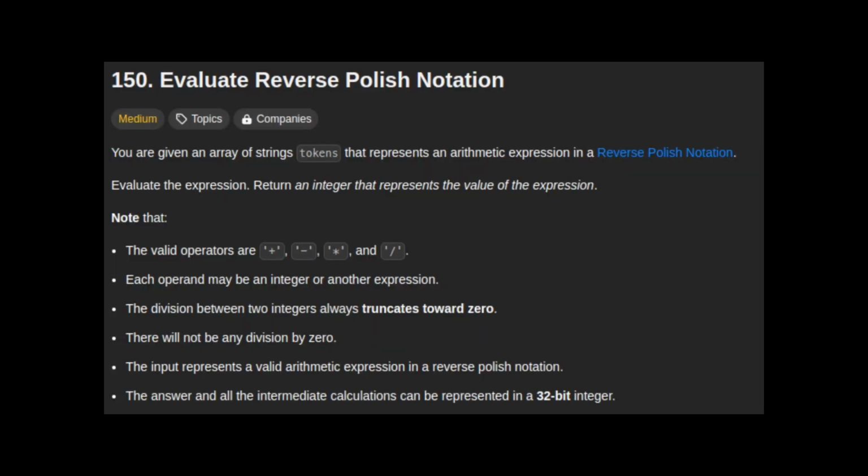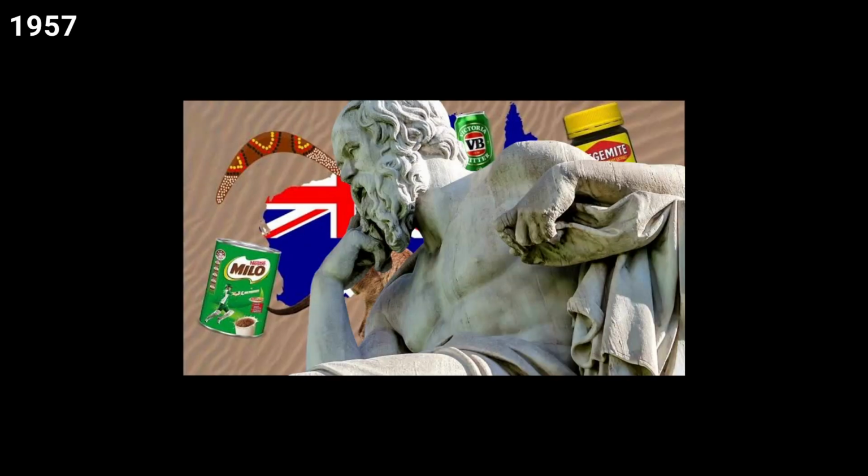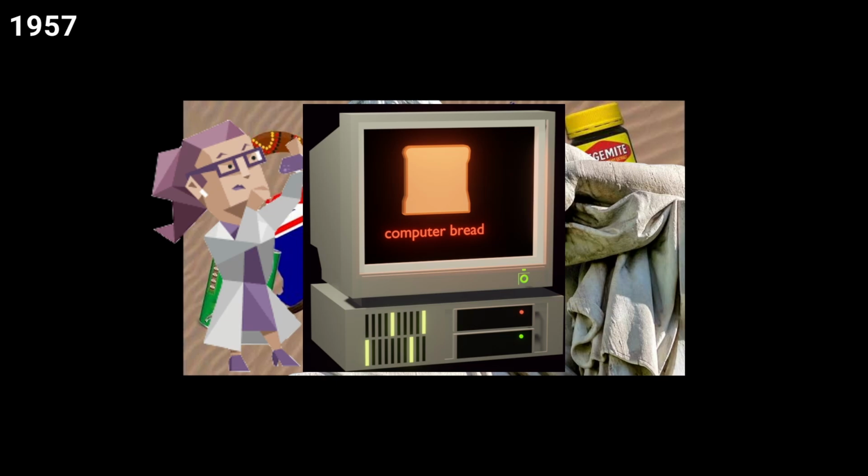Today we are going to do something a bit different. We are going to solve the Leetcode problem number 150, evaluate reverse Polish notation, using a piece of computer science history. In 1957, the Australian philosopher, logician, and computer pioneer Charles Leonard Hamblin published the paper titled An Addressless Coding Scheme Based on Mathematical Notation, which pretty much solves this Leetcode question.